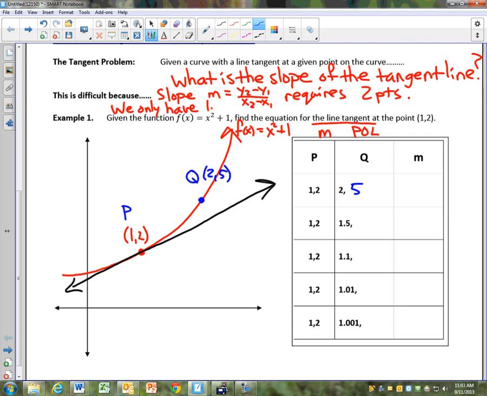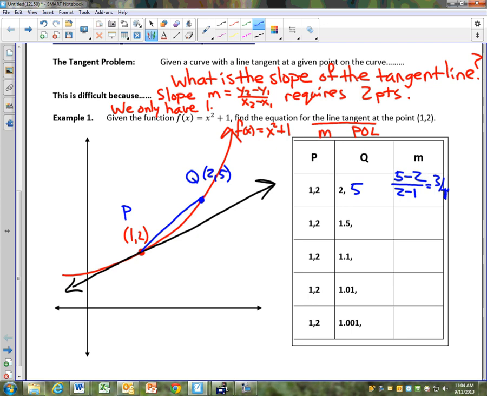Would you agree that the slope of the blue line is an approximation of the slope of the black line? Is it a good approximation? Not really. It doesn't really look like it, but we could get an approximation. So if we use the points 1, 2, and 2, 5, what would the slope be? Right, so 5 minus 2 over 2 minus 1, so 3 over 1. So the slope was 3.